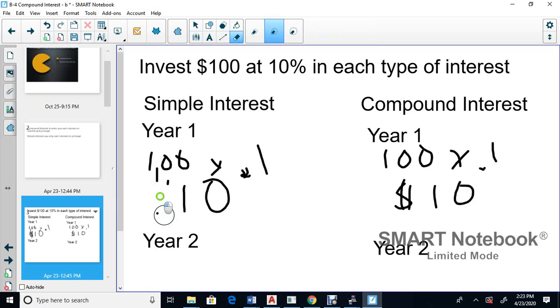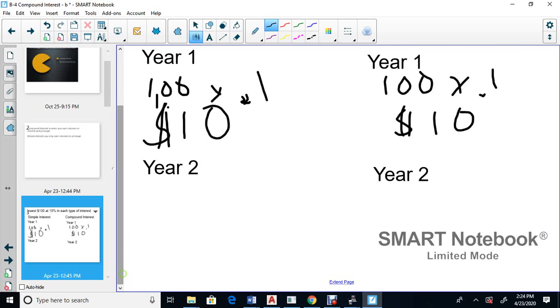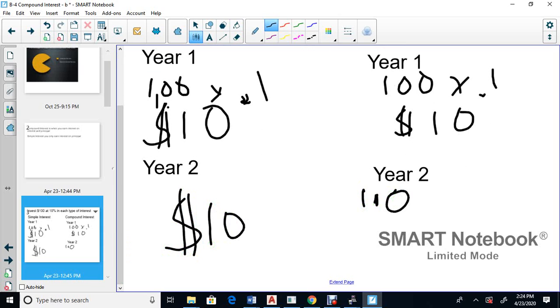In year 2, you earn the same amount. You earn $10. In compound interest, in year 2, not only do you invest the $100, you also invest the $10. So altogether, you invest $110, and then you multiply that by 10%. Okay, and then you end up with $11 earnings.